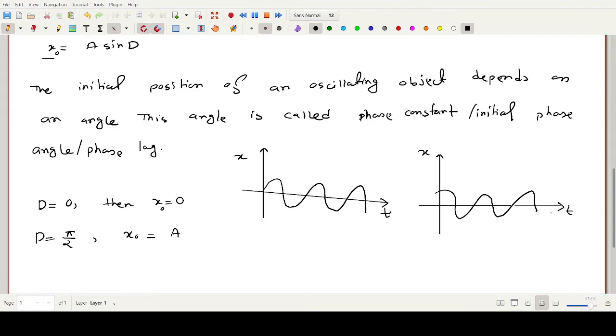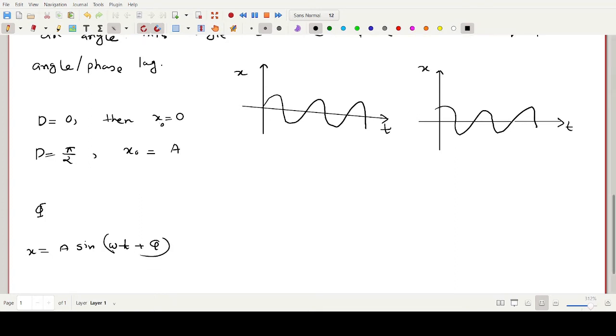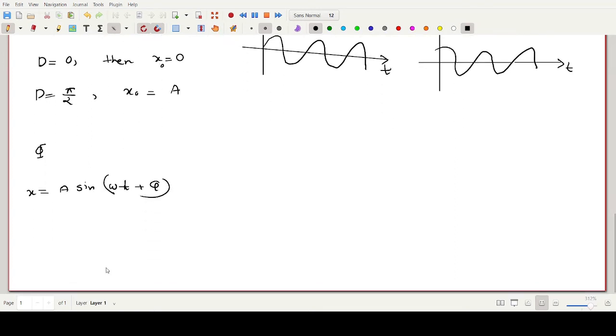So the symbol for phase constant or initial phase angle or phase lag is actually phi. This is the symbol which is used in almost every text, and we will also use that. So the solution is A sine omega t plus phi. Now it is our solution, right? x equals A sine omega t plus phi.